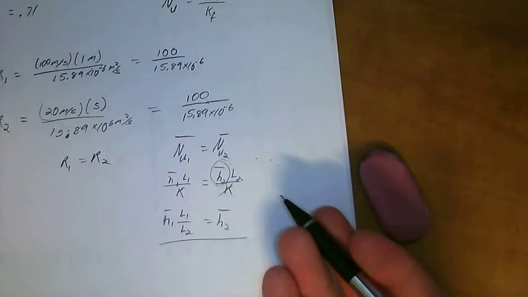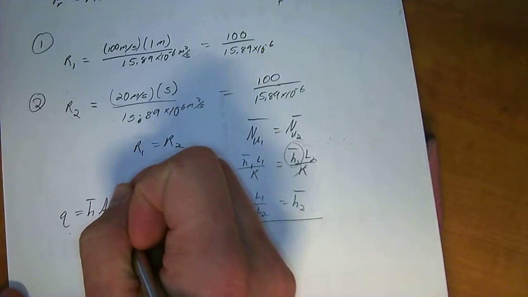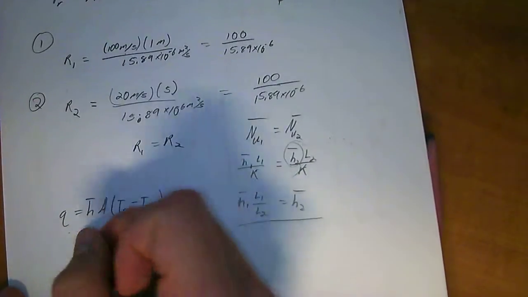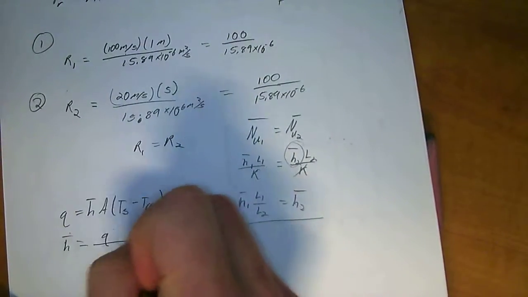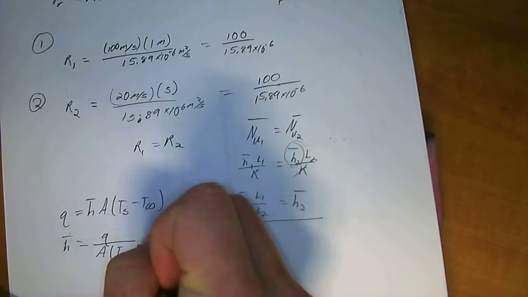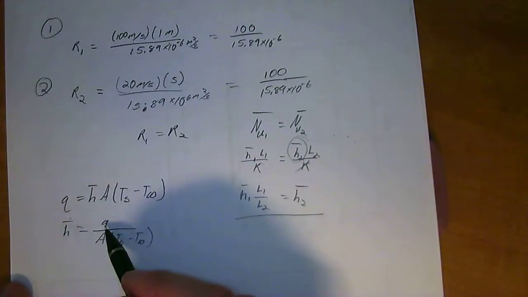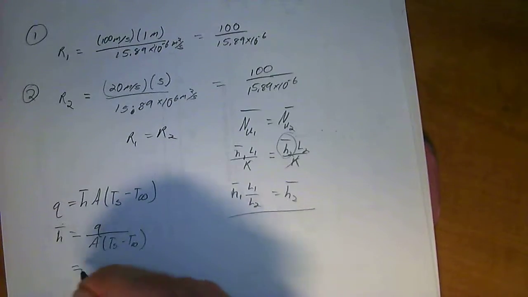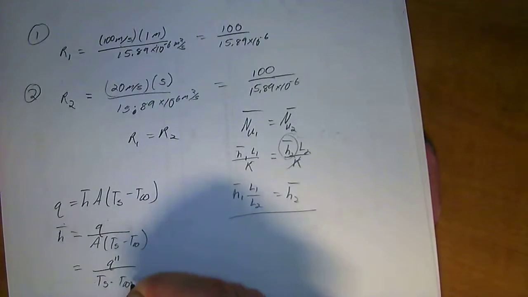Well, usually whenever you're looking for h bar in a flow problem in thermo or heat transfer, you use the equation Q is equal to h bar A times Ts minus T infinity. And now if we just solve this out, we have h bar is equal to Q all over A times Ts minus T infinity. So that's pretty handy. And if you look at this, this is Q over A, which would be equivalent to Q flux over Ts minus T infinity.